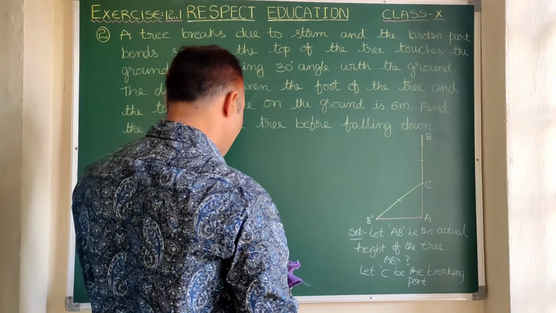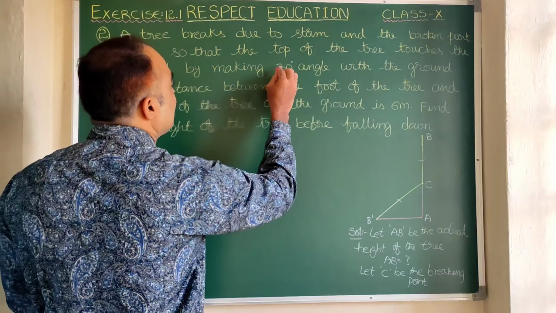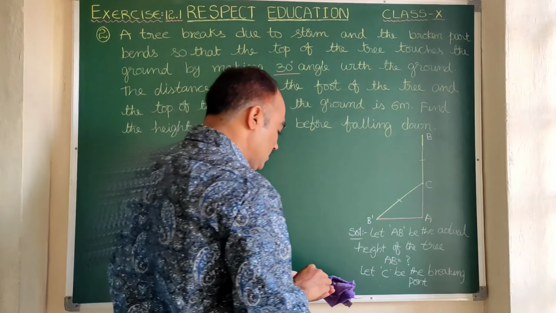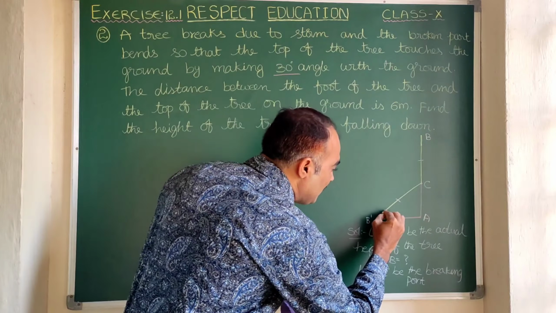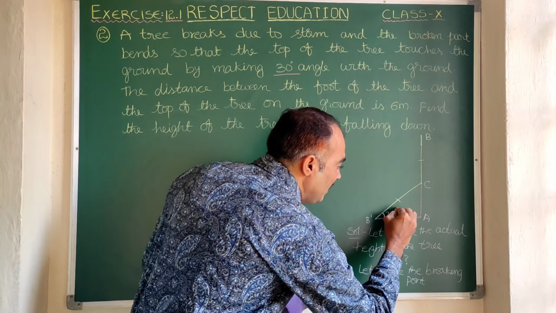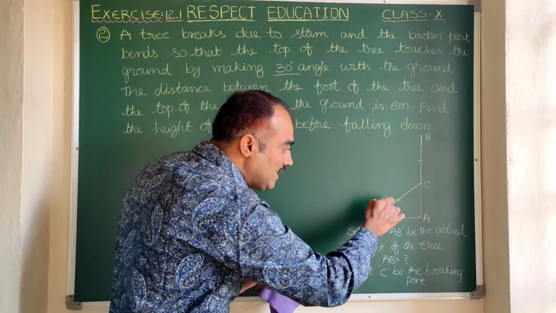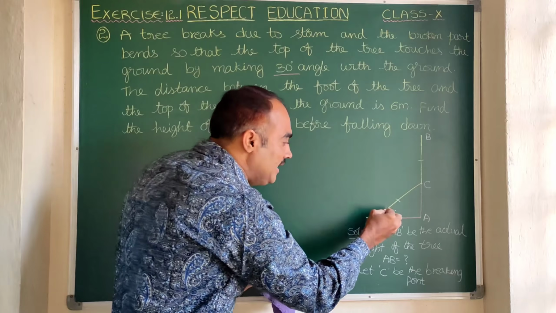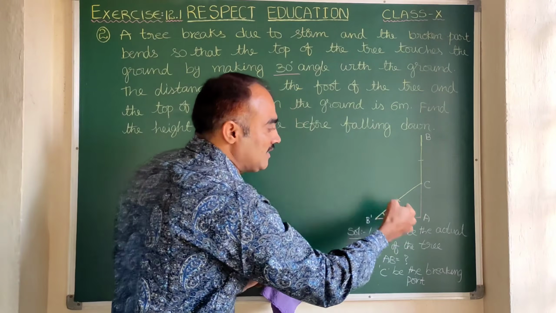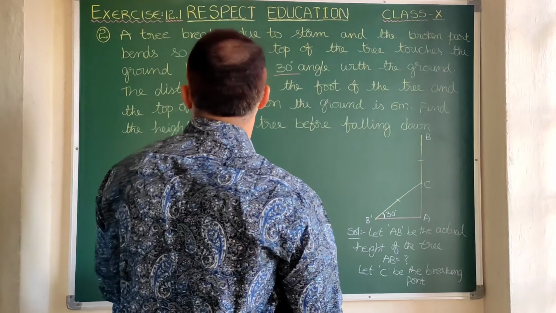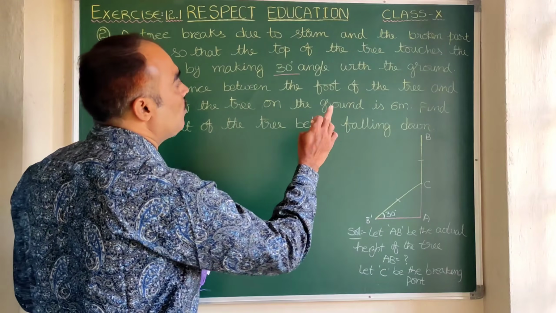That too, if you understand carefully, here it is making 30 degrees angle with the ground. So here 30 degrees can be written. This is 30 degrees, where the top of the tree, that is the broken part of the tree, is making 30 degrees with the earth. Here AB is the earth. Clear? Now here, is anything more data given or not?